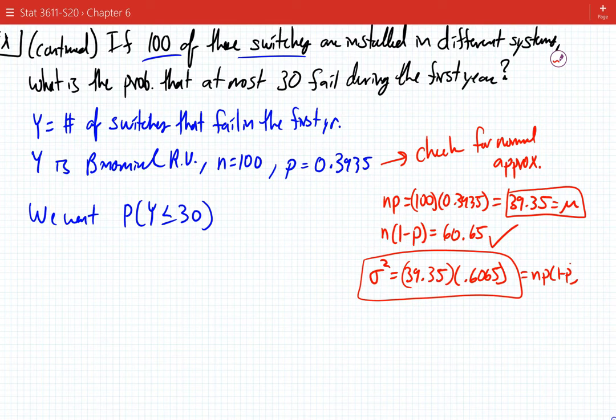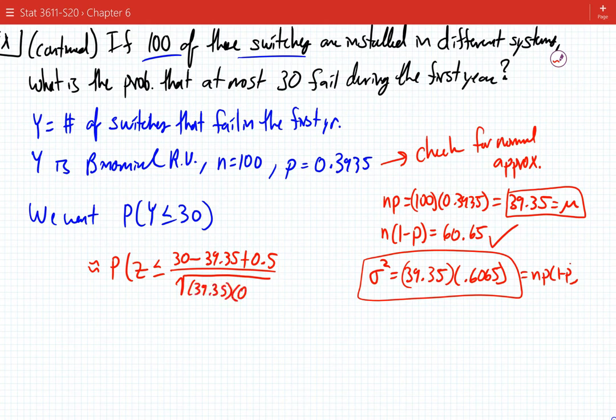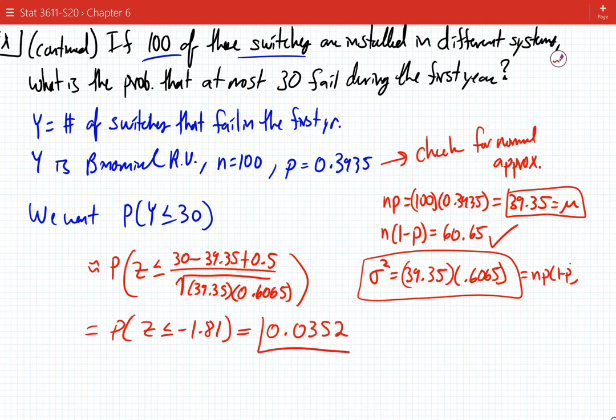And so if we want the probability that y is less than or equal to 30, this is approximately the same thing as a standard normal question. We have z less than or equal to 30 minus the mean here, which is 39.35, plus the continuity correction, divided by the standard deviation, which would be the square root of this product, 39.35 times 0.6065. And so we need the probability that a standard normal random variable z is less than or equal to negative 1.81. And we can look that up in the table. That's about 0.0352.